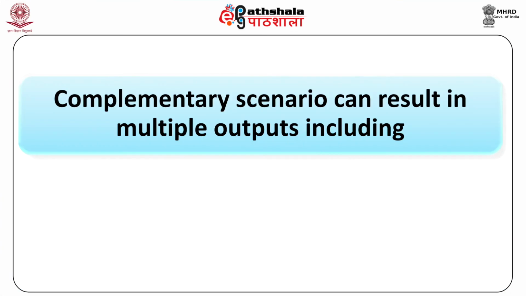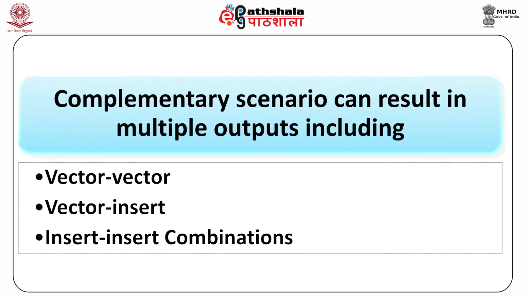DNA ligation. When the donor DNA and the vector DNA digested with the same restriction enzyme are mixed together, DNA fragments from the two sources can unite based upon probability and availability of complementary ends. Upon joining, these are capable of forming the double helix between their sticky ends. This complementary scenario can result in multiple outputs, including vector-vector, vector-insert and insert-insert combinations.